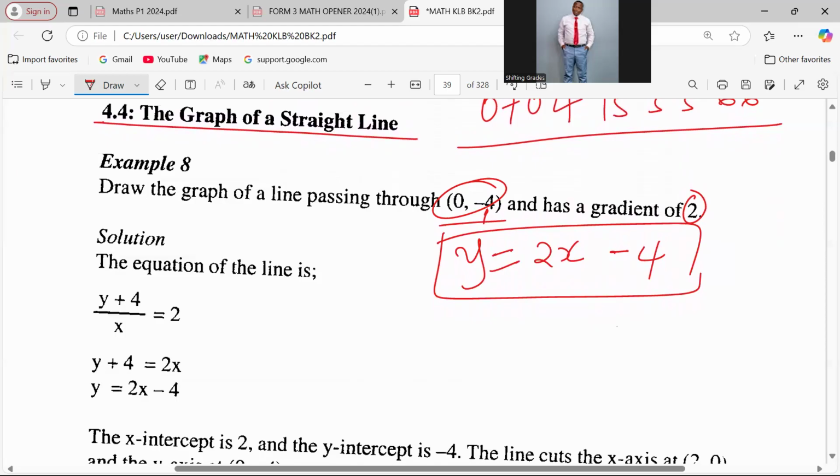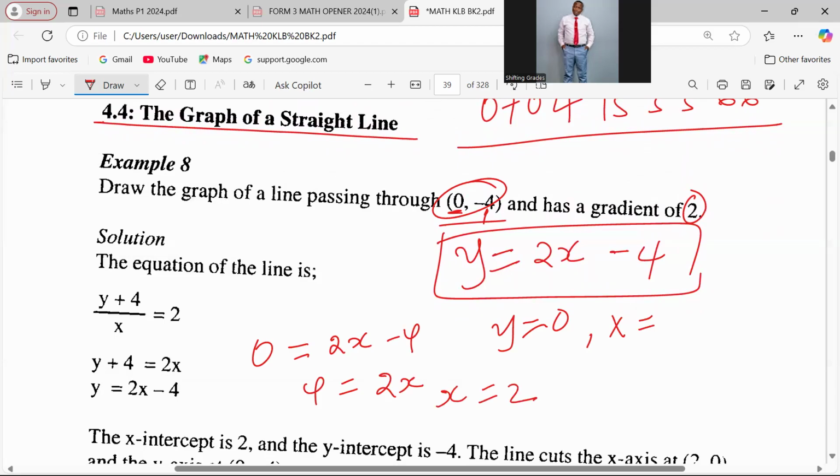When x equals 0, y is -4. What about when y equals 0? X will be what? When we substitute y with 0, the equation will be 0 equals 2x minus 4. So 4 becomes positive here, 2x. The value of x will be 2. So when y is 0, x is 2. That is called the x-intercept. So the coordinate will be (2, 0). So we have the coordinates of the intercepts, (2, 0) and (0, -4).